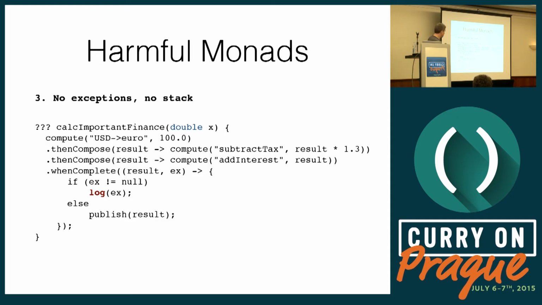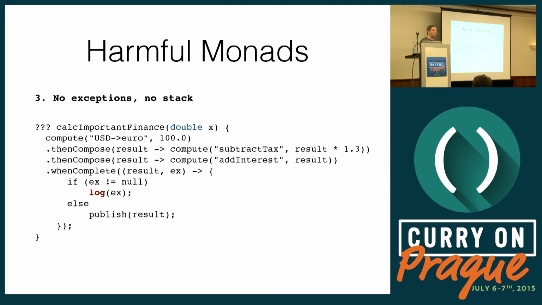And finally, let's look at exceptions. In the beginning of the talk, I showed how monads can simulate exceptions, and this particular monad does that too. So if one of the calls to compute errors and returns an exception, then the subsequent steps are not going to get evaluated, and this final lambda is going to get called with an exception. But this treats exceptions as values.